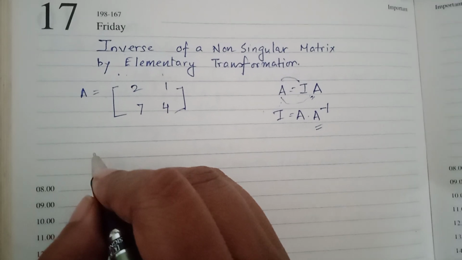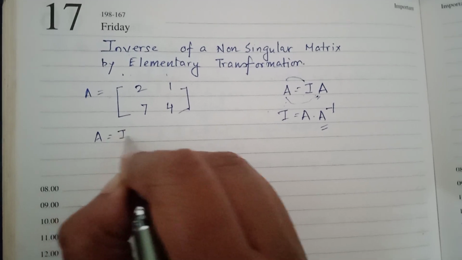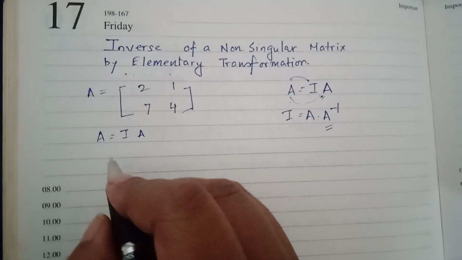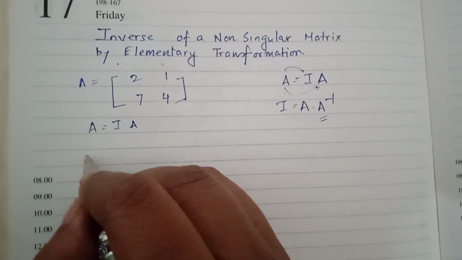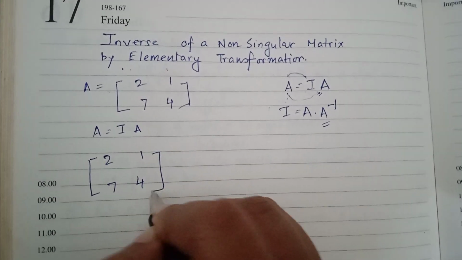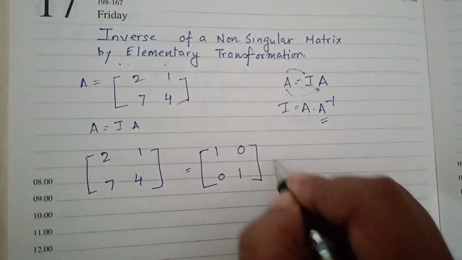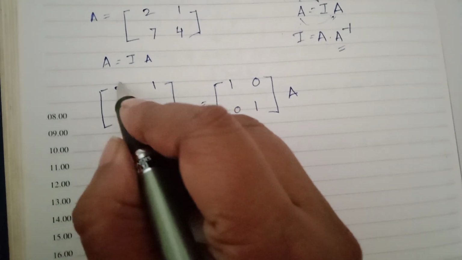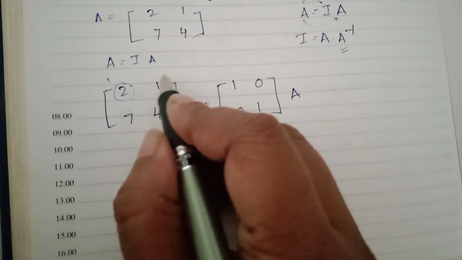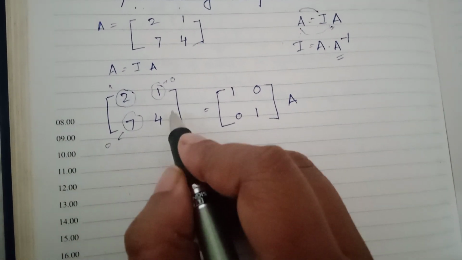Alright. So now I am writing A is equal to IA. What is the matrix that I get? I get 2, 1, 7, 4, which is equal to the identity matrix into A. Right? Now what do I do? The first thing, I want to make this as 1, this is transformed to 0, this is transformed to 0 and this is transformed to 1. So this is what I'll try doing.